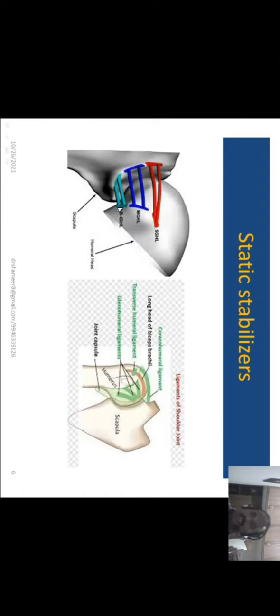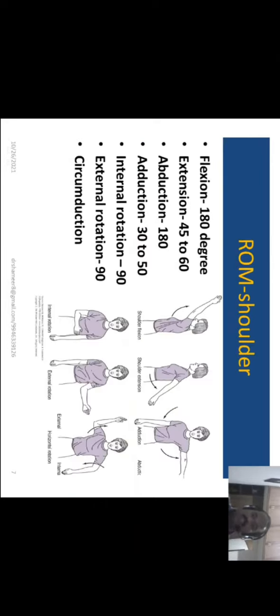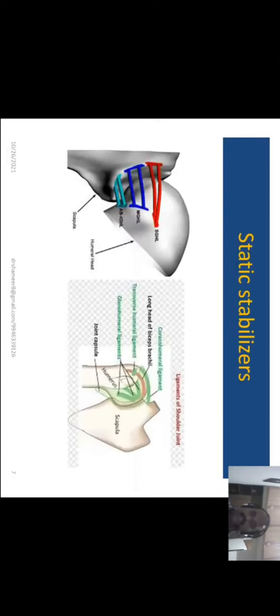In such cases, we know the mobilization techniques of the shoulder. Any mobilization technique of the glenohumeral ligament relieves the pain in frozen shoulder or adhesive capsulitis. So static stabilizers are very important in normal clinical practice. But in sports injuries or other activity-related injuries, there are dynamic stabilizers, most importantly the rotator cuff muscles: supraspinatus, infraspinatus, teres minor and subscapularis.